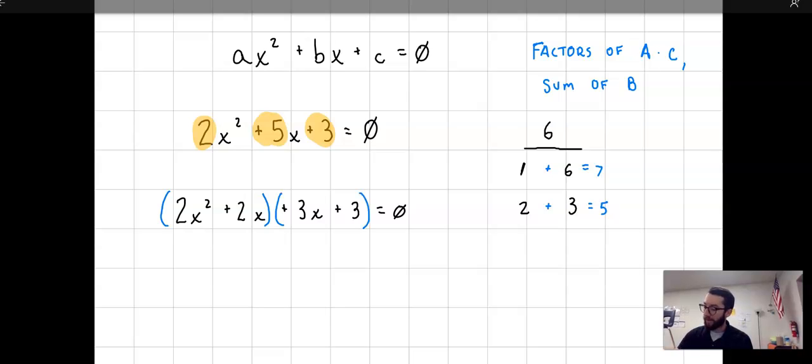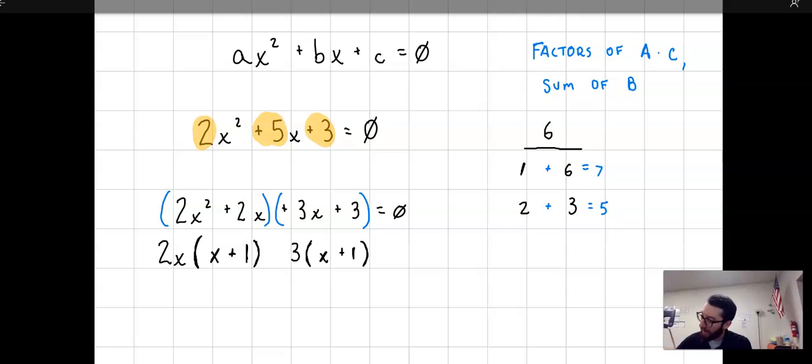For this first half, both numbers are 2, so they both have a 2 in common. And x squared and x both have an x in common. 2 divided by 2 is 1, and if I have x squared and I take x away, I have 1x left over, plus 2x divided by 2x is 1. For the second half, 3x and 3 both have a 3 in common. 3x divided by 3 is x, and 3 divided by 3 is 1.